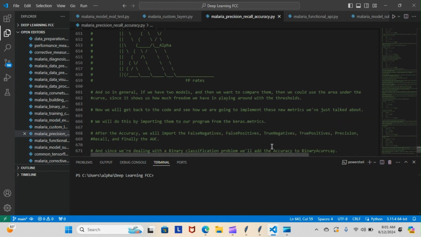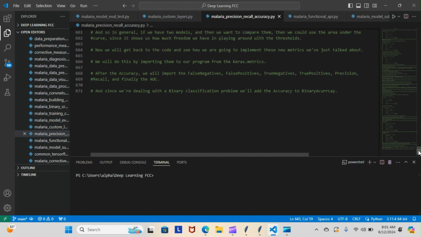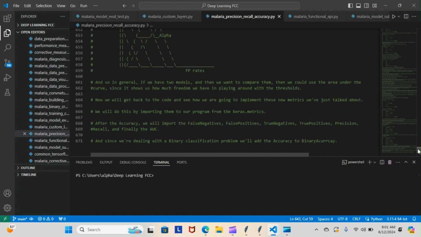In general, when we have two models and we want to compare them, we can use the area under the curve, since it shows us how much freedom we have in playing around with the thresholds. We're going to leave it there for now because we were going to start writing some code, but I didn't want to start writing it as of now. We will start that tomorrow. I just wanted to focus on the ROC and getting the area under the curve down packed, and make sure I understood what was going on with that completely. Since we have that down, we can move forward, and we will do that tomorrow.